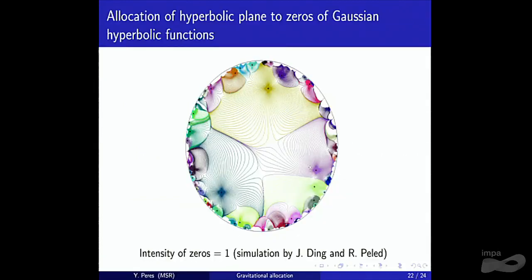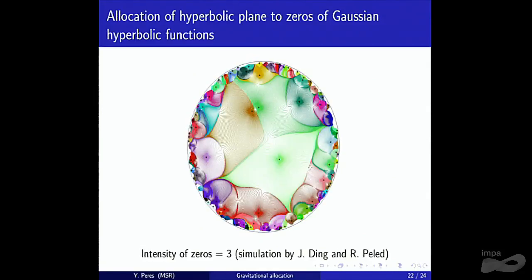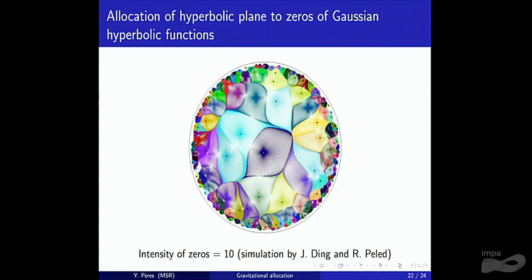Here are some pictures of how the gravitational allocation looks in the hyperbolic plane. This is from work in preparation by Jian Ding and Ron Peled.